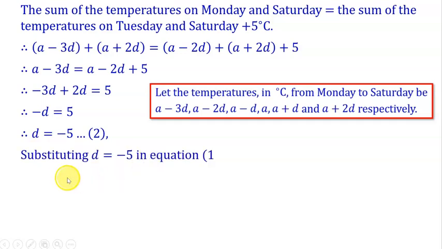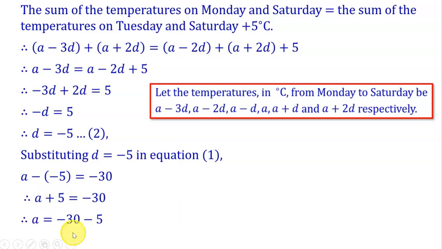Okay. Now next, substituting d is equal to minus 5 in equation number 1. This is the equation for the temperature on Wednesday: a minus d is equal to minus 30. Substitute the value of d here, minus 5, this minus and minus will become plus, and hence a plus 5 is equal to minus 30, a is equal to minus 30 minus 5, and hence a is equal to minus 35. This is equation number 3.